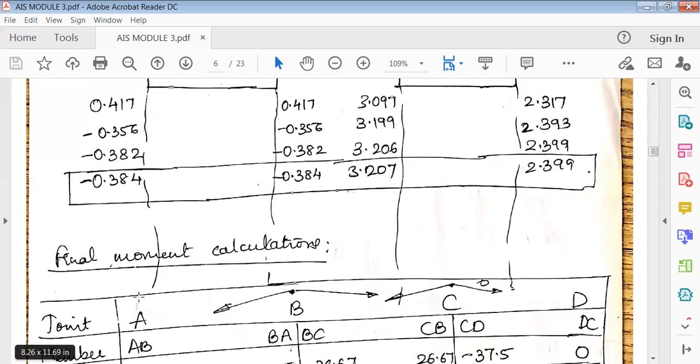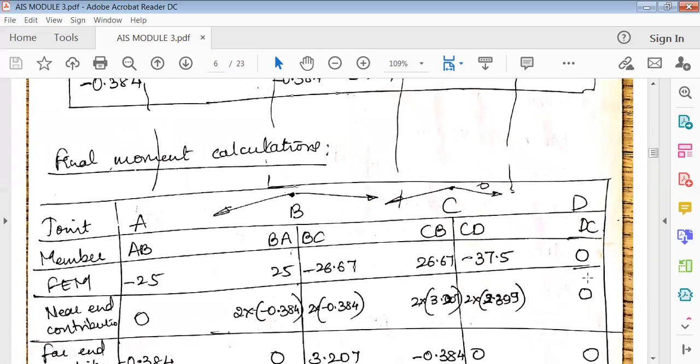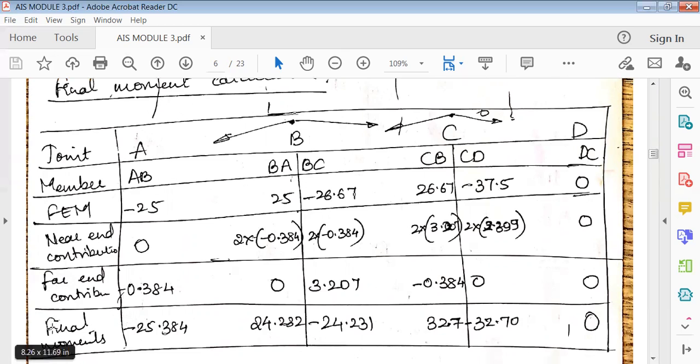moments. Okay, so the final moment calculation is first joint A, B, C and D. Then member AB, BA, BC, CB, CD, DC. So we know that when you're taking these fixed end moments, we've already made this 0, and whatever moment existed here, that we have transferred to this portion. Okay, so minus 25 plus 25, minus 26 plus 26, minus 37. So the check is to make this point 0. After that, near end contribution, far end contribution, and final moments.